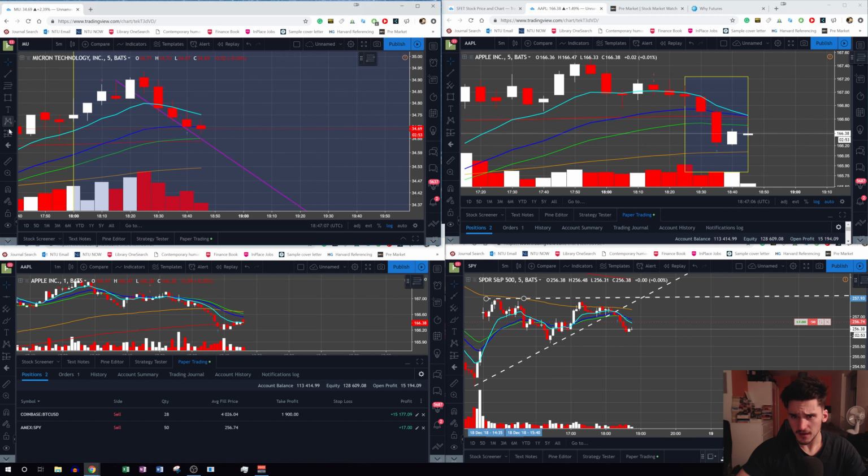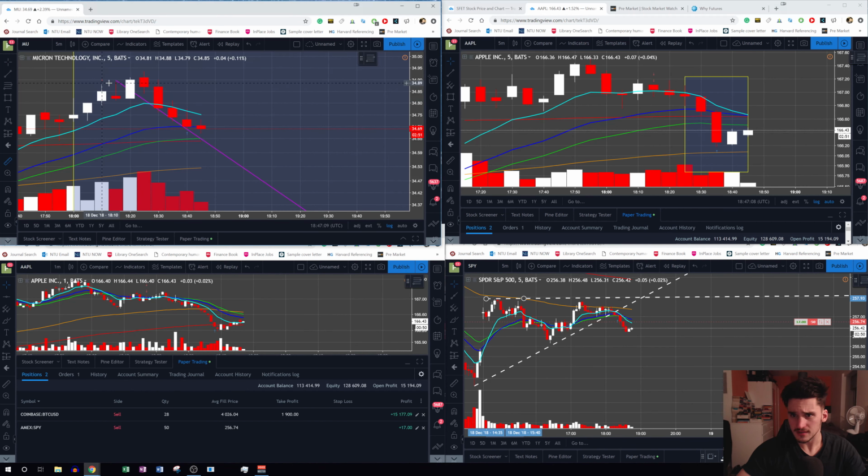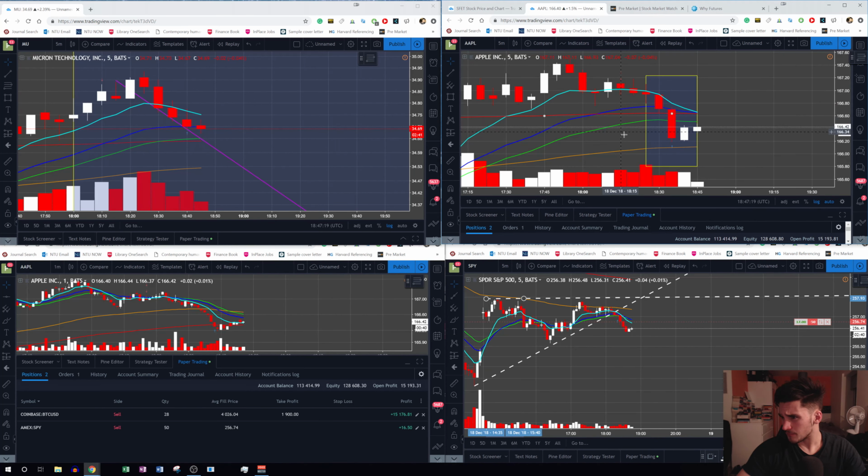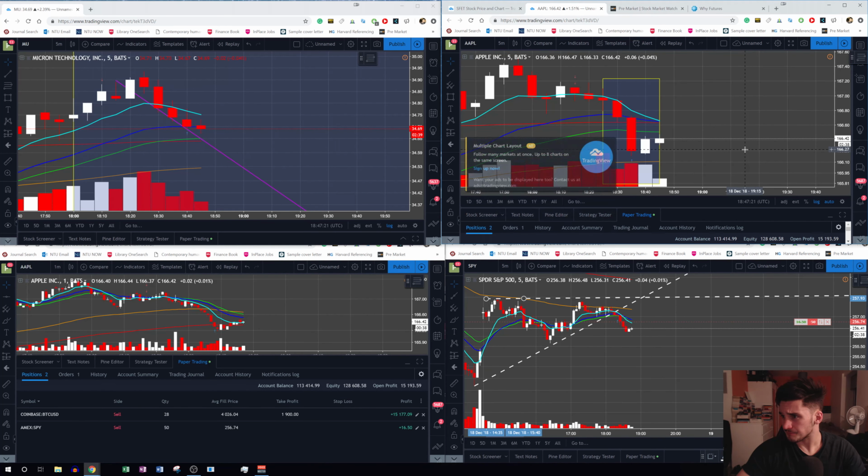although I think it was more realistically... I didn't think it was 30 minutes, but probably was. And then we had over here Apple, okay, which is kind of the same thing. Shorted on this candle here. You can see the red indication here, the red arrow.